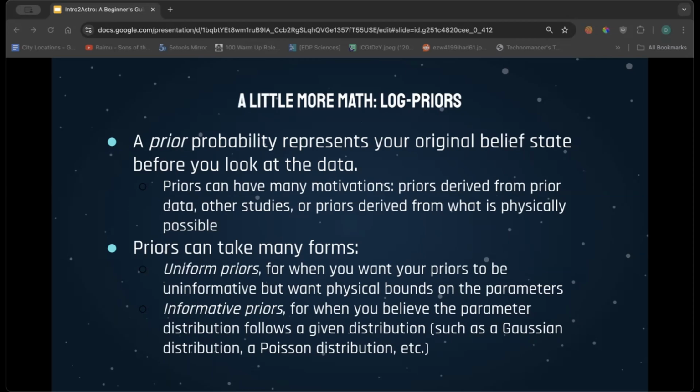And I'm not showing equations for priors because there's a whole bunch of different forms priors can take. Uniform priors usually have a uniform distribution, but informative priors can take entirely different distribution shapes depending on where you're getting those numbers from. So I'm intentionally trying to be vague here.